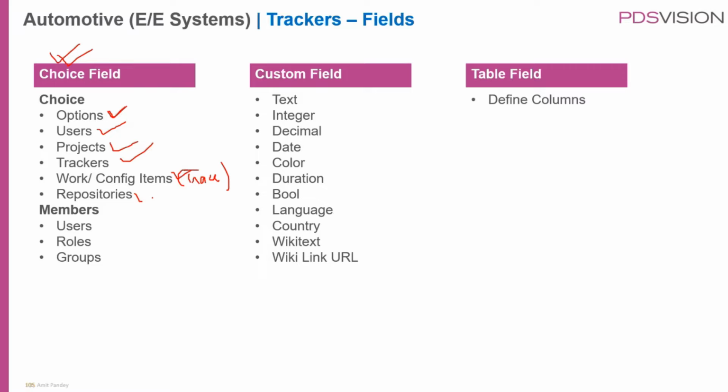I can also have a choice field for repository. I can have a choice field of member type, where it would be from the users or the roles or the groups and so on. There's another type which is known as custom field. This is a general one which is based on the data type. I can have a field where the data type is text, or a field where the data type is integer, and so on. And then the third type which is supported is table, where you can define columns, and then when you work on the work items, you can add the rows for this table.